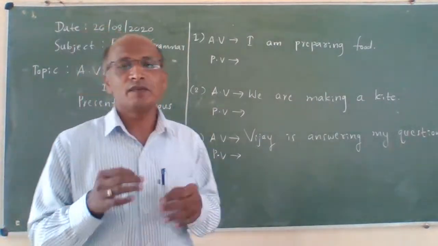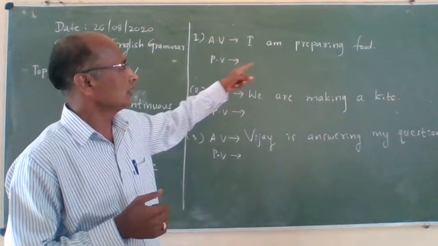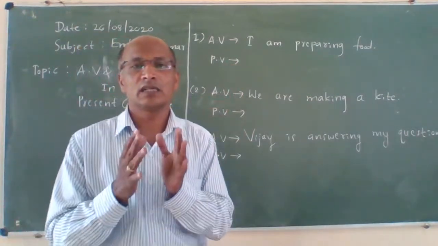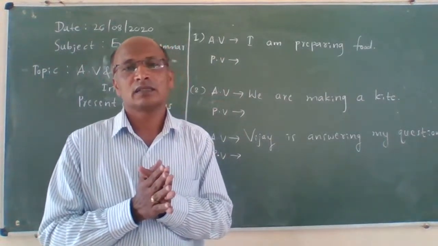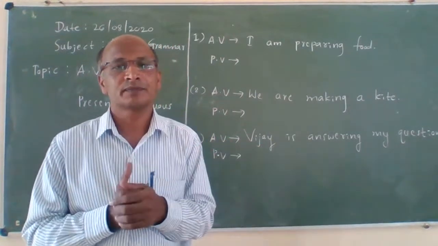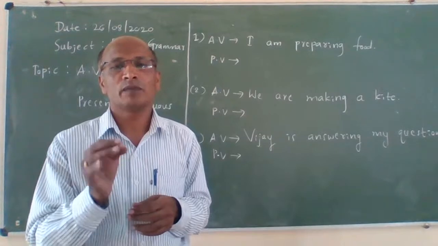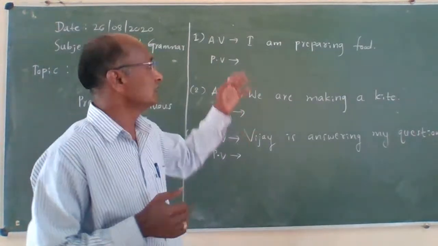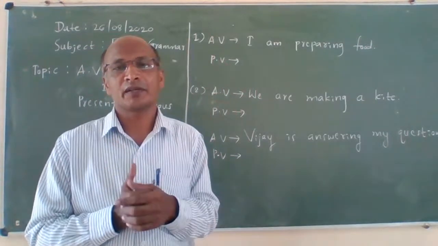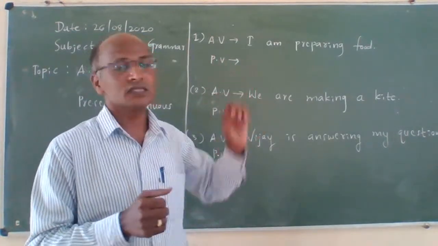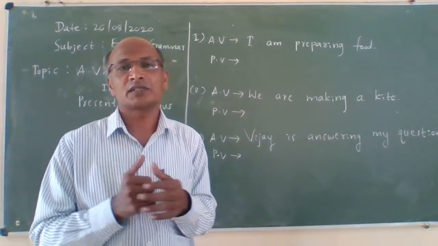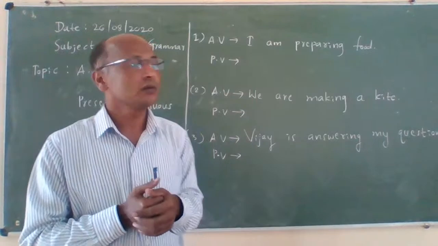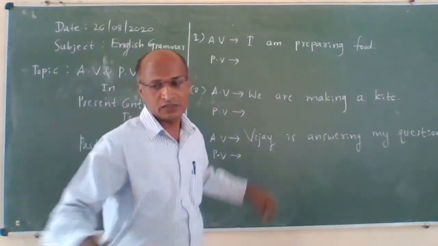Let's take a look at the first example. I am preparing food. This is present continuous tense. This is an affirmative sentence. This is active voice. In active voice, the doer of the action is very important. Who is the doer of the action? In this sentence, I is the doer of the action. Food is the object. Here, food is the receiver of the action. So, I is the subject.